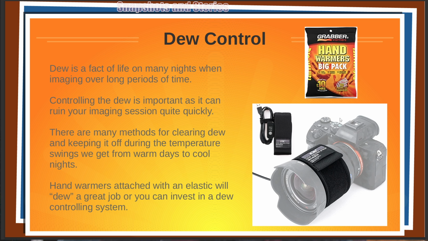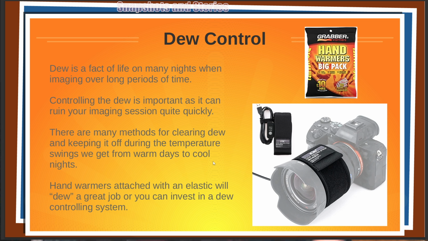And you can do that in a couple of ways. You can use these little hand warmers, and you can basically take those and with an elastic band put them around your lens. Or you can actually get dew heaters that go into a little power pack. They're just little bands that go around your lens and plug into a power pack, and they keep the lens warm enough, just above ambient temperature, so that you don't get dew on your photos.